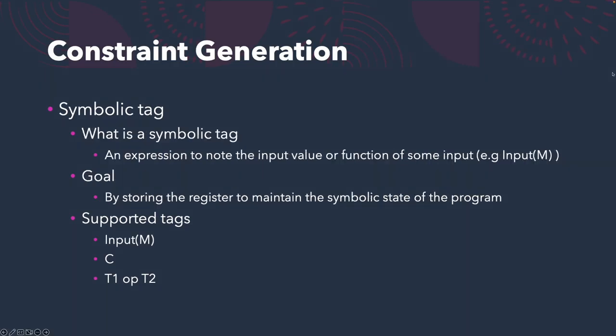Talk about the constraint generations. Before knowing the constraint generations, we have to know what a symbolic tag is. So what is a symbolic tag? A symbolic tag is an expression to note the input value or functions of some input, for instance, input M. The goal of the symbolic tag is to store the register to maintain the symbolic state of the program. Such methodology supports tags as follows.